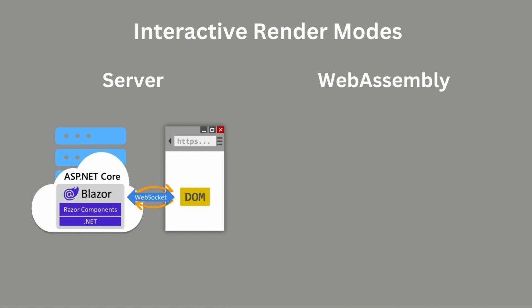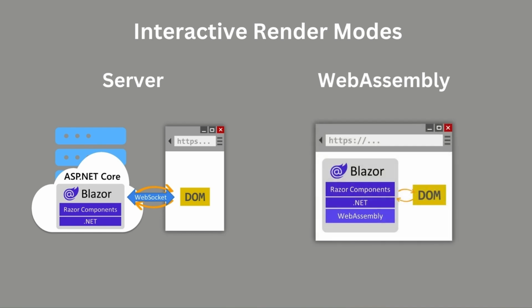Alternatively, Blazor components can utilize the interactive WebAssembly render mode for interactive rendering on the client side. In this mode, the component code is downloaded to the browser and executed client side, using a WebAssembly-based .NET runtime.